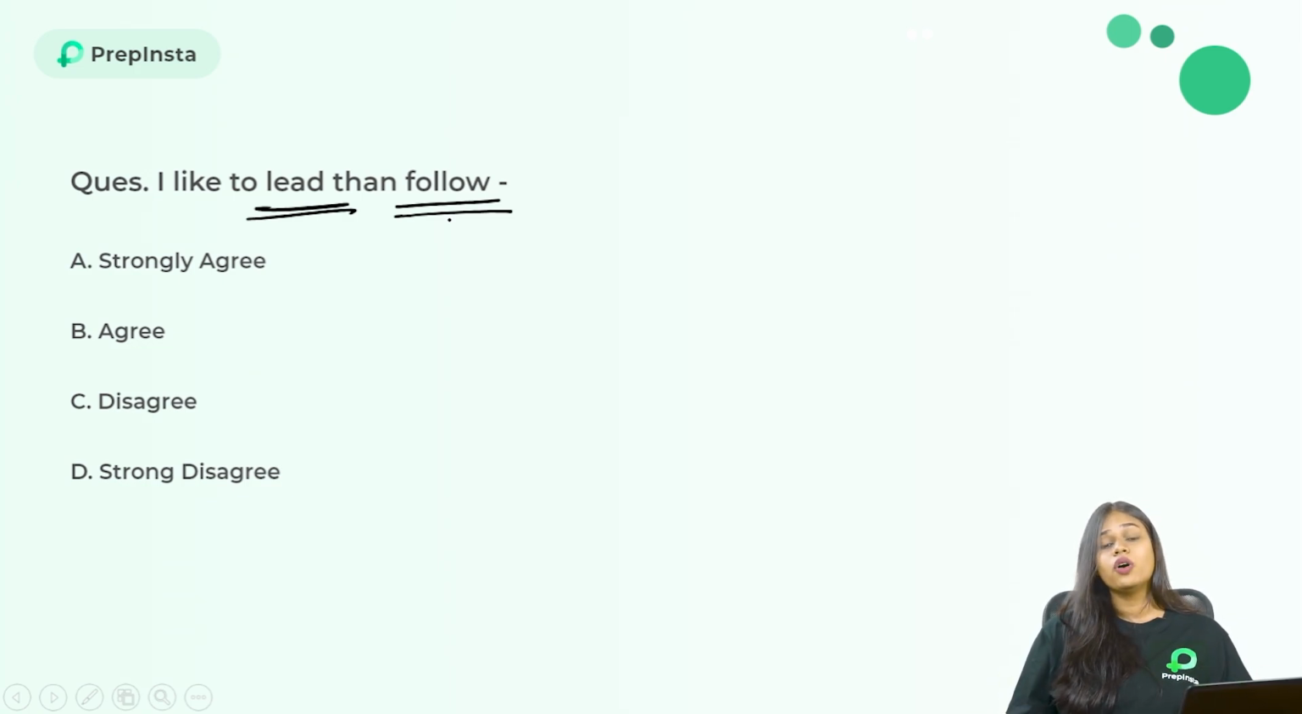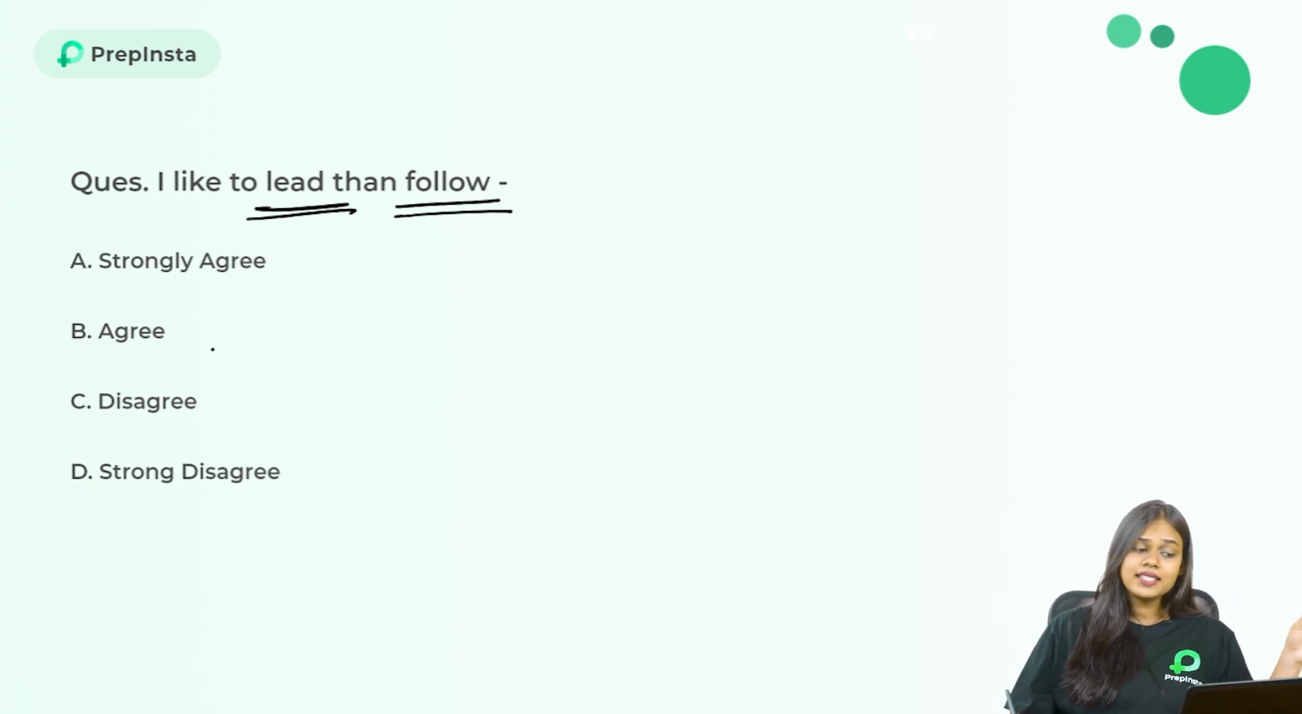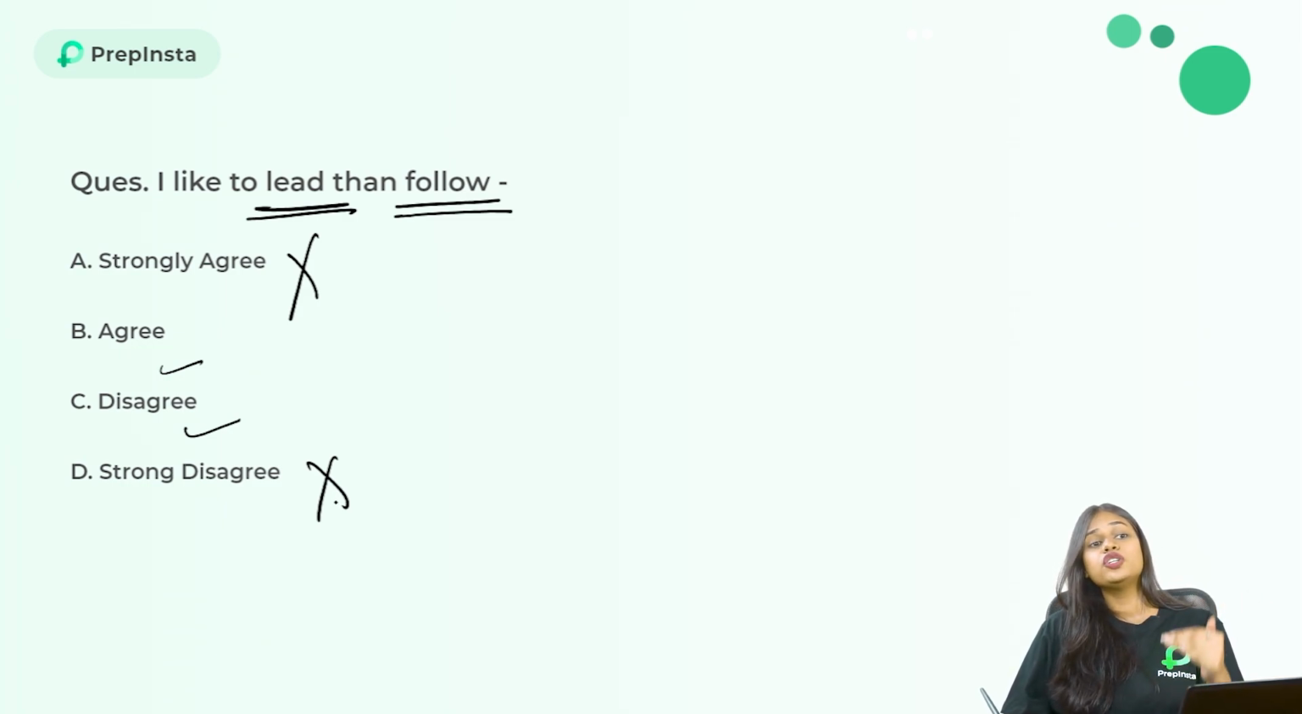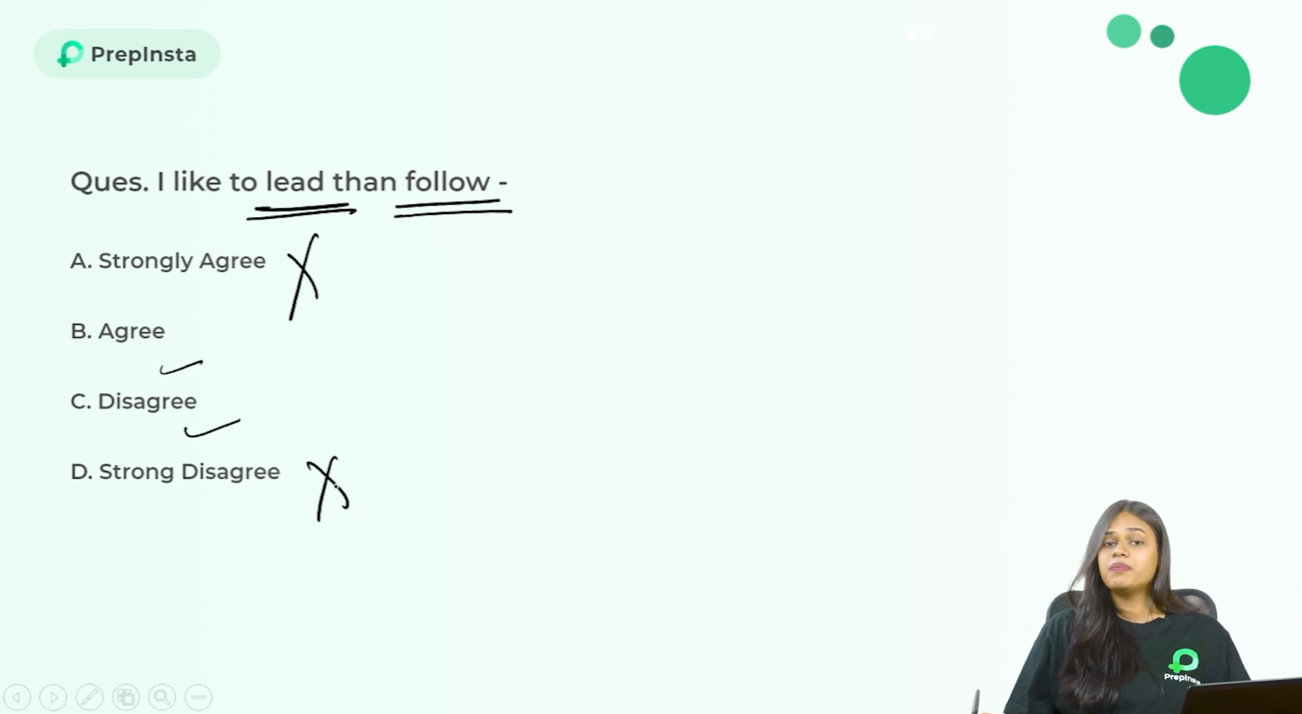This is going to show your level of arrogance, your level of confidence. You shouldn't go with strongly agree. Yes, you can go with agree or disagree, but never go with strongly agree or strongly disagree. If you go with strongly disagree, it means that you can never be a leader. Even if you're given the opportunity of being a leader, you will not like it and you will not lead the team properly. So go with agree or disagree. Don't go with the extreme answers.